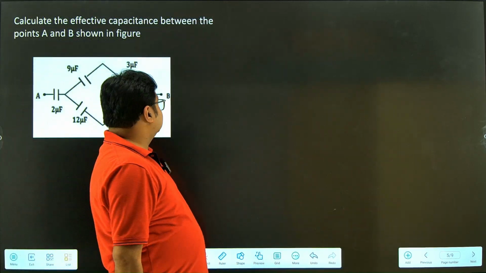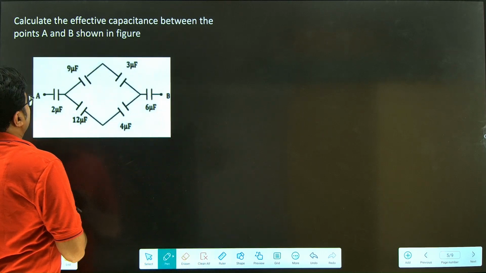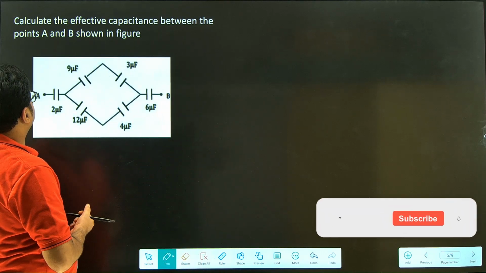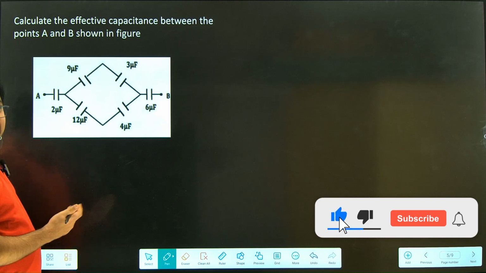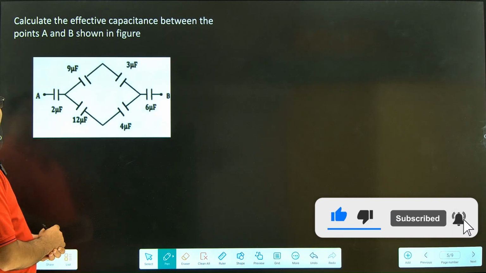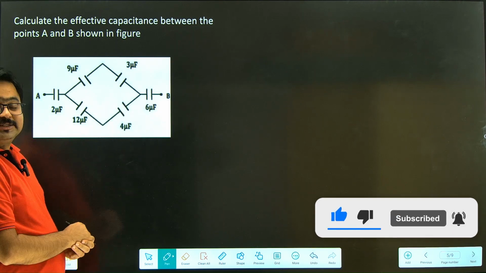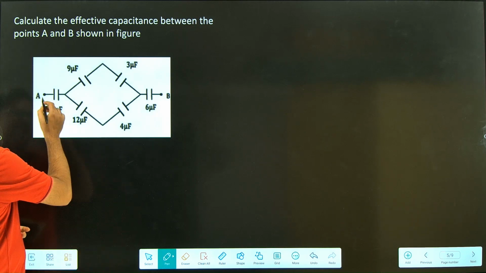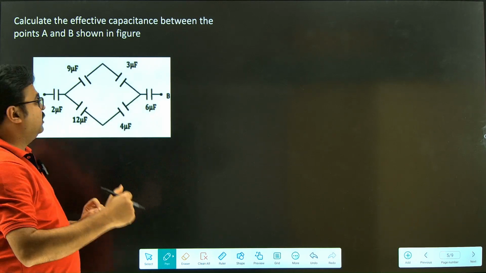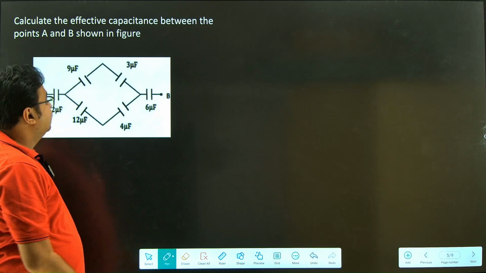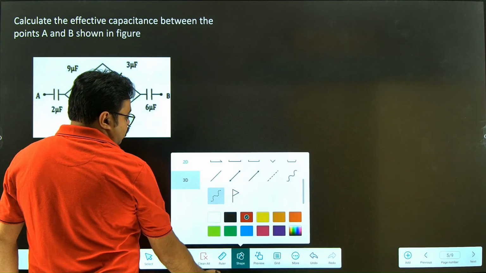Let us look at the next question. Calculate the effective capacitance between points A and B as shown in the figure is the question. So we need to find the effective capacitance between A and B. It simply means that a battery is connected across A and B so that this system gets charged, right? How do we go about solving this?